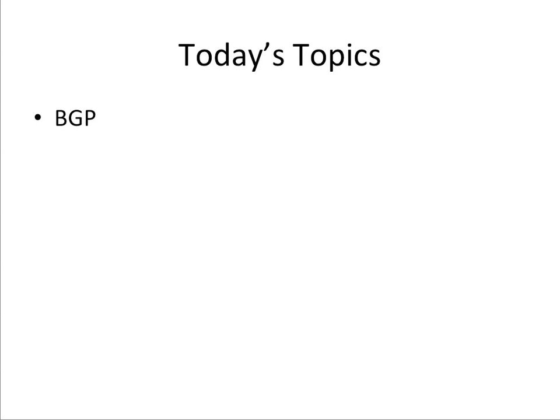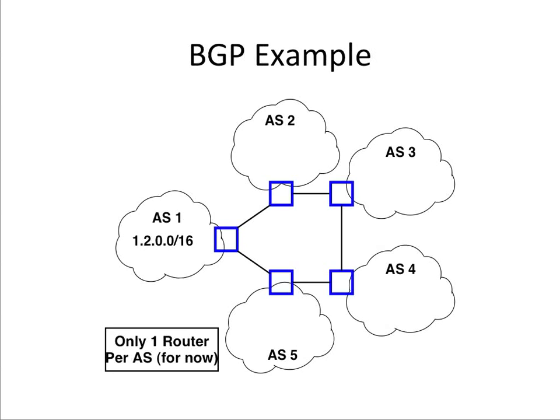Today we're going to continue our discussion on BGP. Before we get into new topics, let's just do a very brief recap, really quick one. So this is a topology that we looked at last time. We have autonomous system 1 that has its clients with certain IP addresses, right?